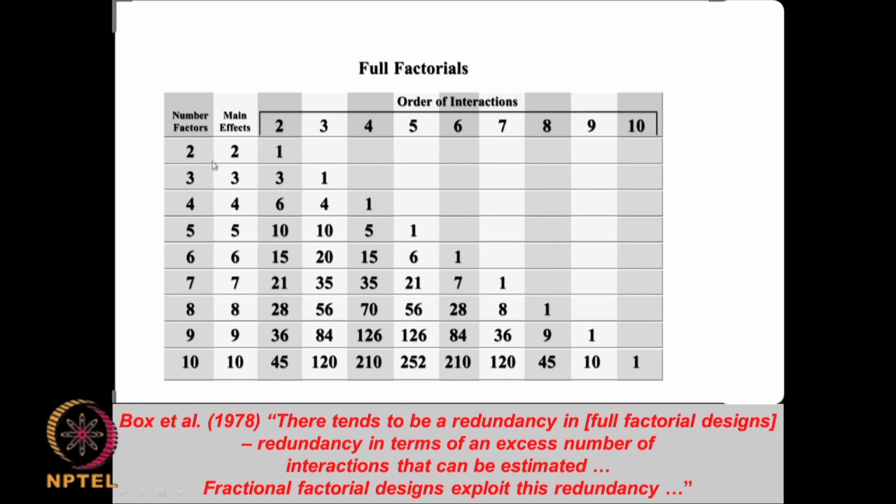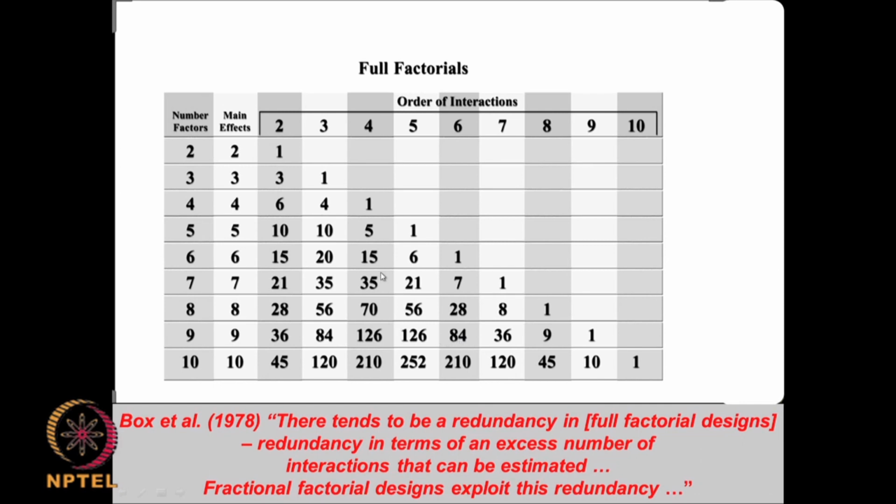So, if I have 5 factors, 2 raised to the power 5, we are talking about 32 experiments, and in addition a lot of 3-way, 4-way and 5-way interactions which are redundant. So, Box said there tends to be a redundancy in full factorial design because we have an excess number of interactions, and generally 3-way, 4-way, 5-way, 6-way interactions are very rare. 2-way yes, but others are rare. So, we seem to be doing too many experiments, and too many experiments are time consuming and resource consuming.